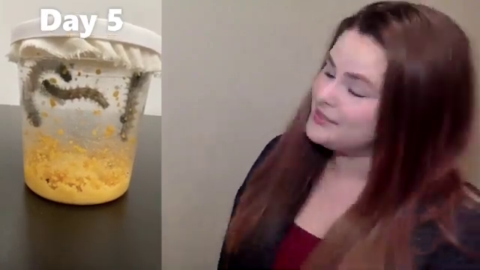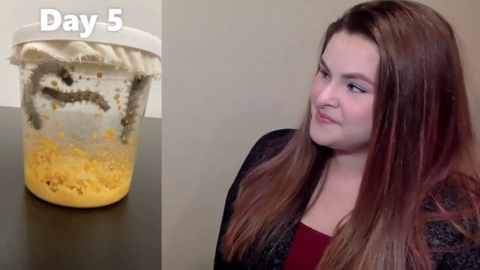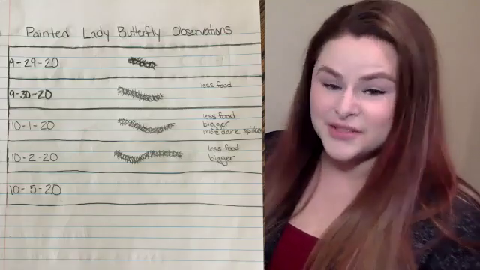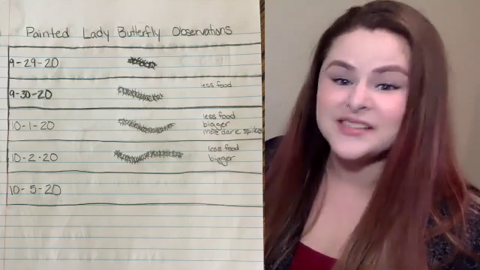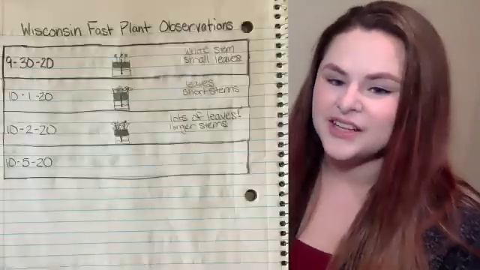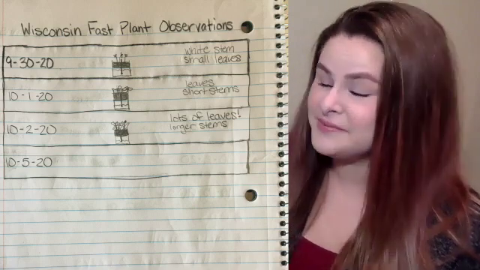Now we are going to go ahead and look and see what our larvae look like for today. We have our painted lady butterflies, and then we also need to make some observations of our Wisconsin fast plants. So here is what you will need for today. Don't forget your date is 10-5-20.